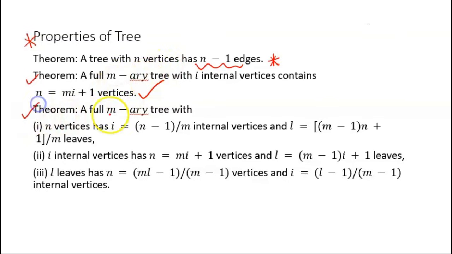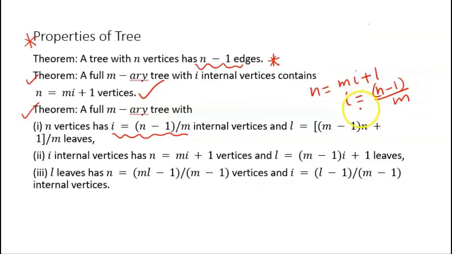Then another theorem is that a full m-ary tree with n vertices has I is equal to (n minus 1) by m internal vertices, and L is equal to this many leaves. So this is a very obvious thing, because the total number of vertices is m into I plus 1, so what is I? I is equal to (n minus 1) by m.